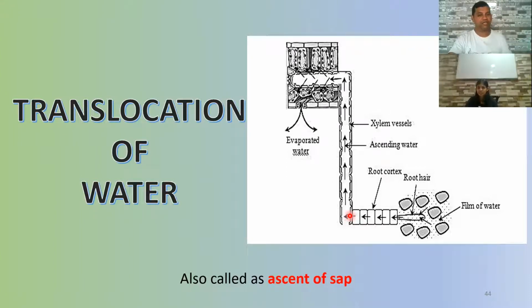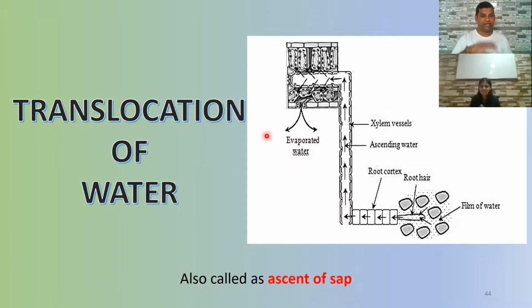From here, the water will now go upwards against gravity. And through the xylem, the water will go upwards from the root to the stem, to the branch, to the petiole, to the midrib, to the veins, to the veinlets, to the mesophyll. The mesophyll cells will get that water.